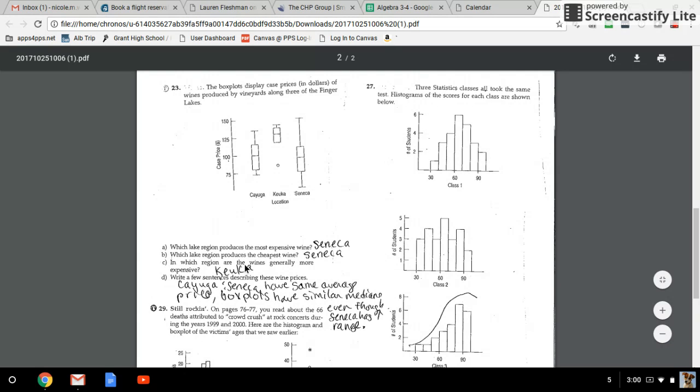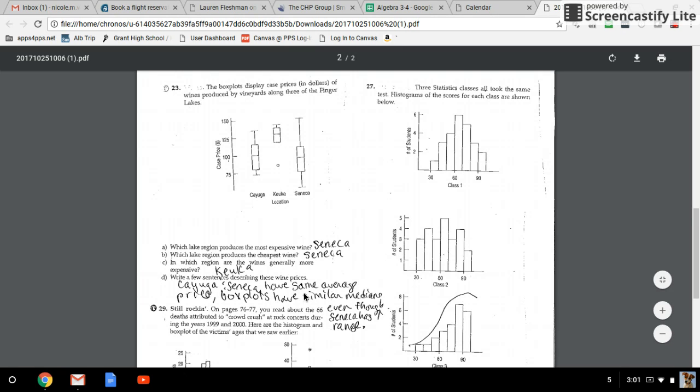And it says, in which region are the wines generally more expensive? Well, is it Cayuga? Generally it's more expensive because look, its box plot is really from about 120 to 145. So in general, it is more expensive.